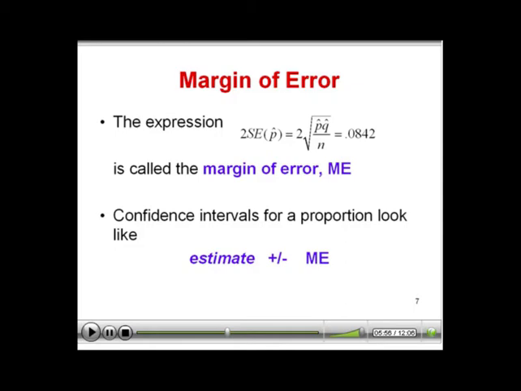There is a special name for the quantity that is added and subtracted from our sample estimate. It is called the margin of error. In our example, it is 0.0842. So, to keep things simple, confidence intervals are constructed by taking the sample estimate and then adding and subtracting the calculated margin of error.